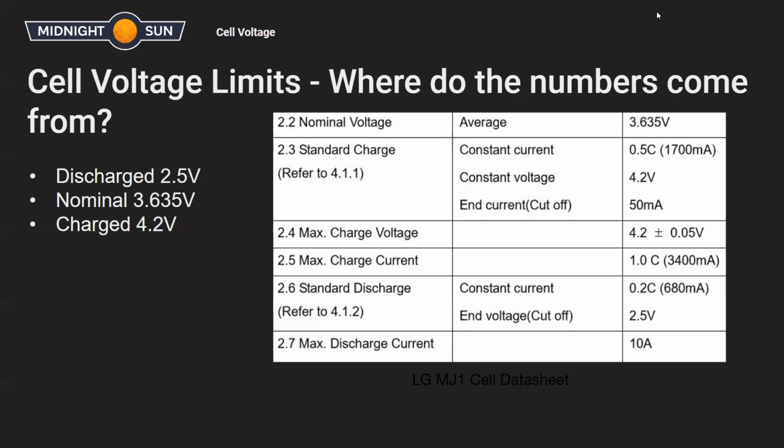The manufacturers typically know what they're doing. So our limits are 2.5 volts discharged and 4.2 volts for fully charged.